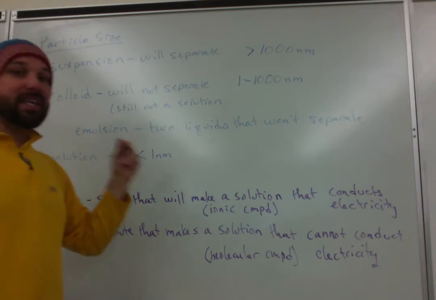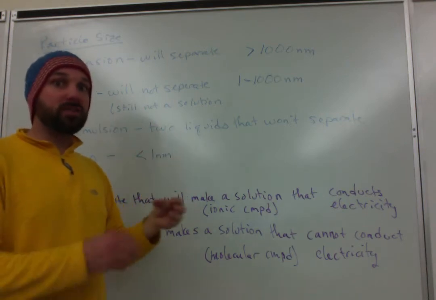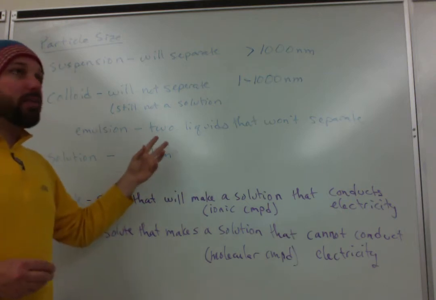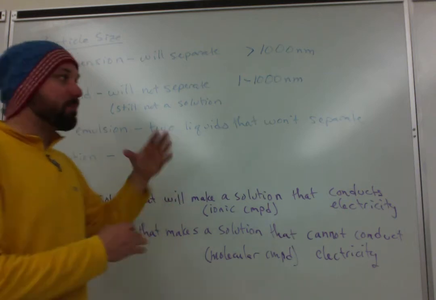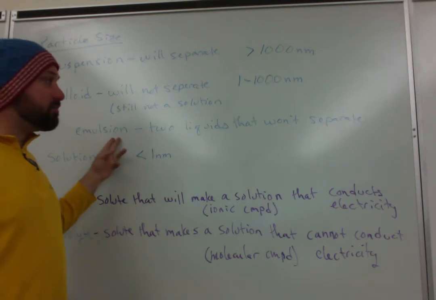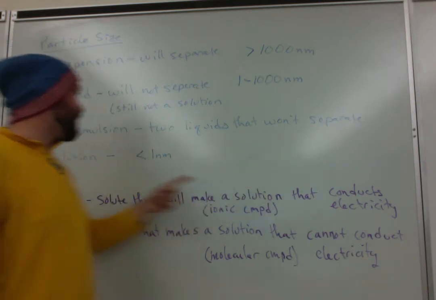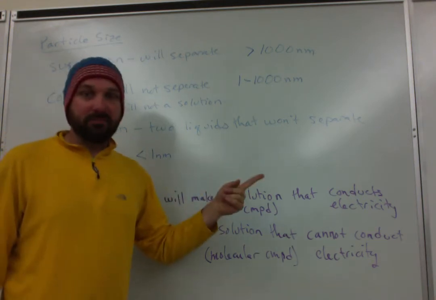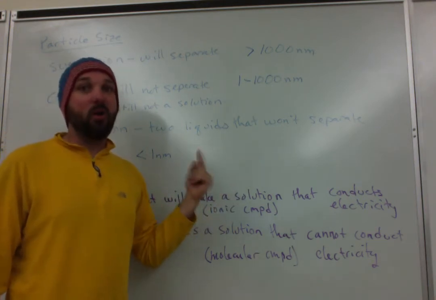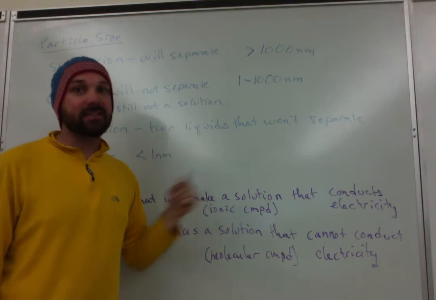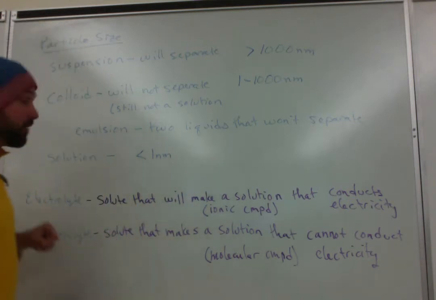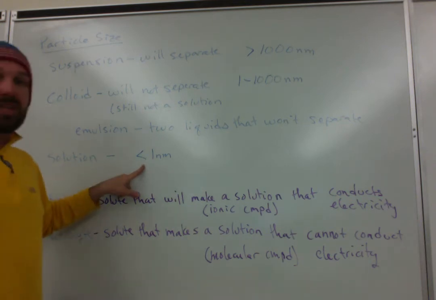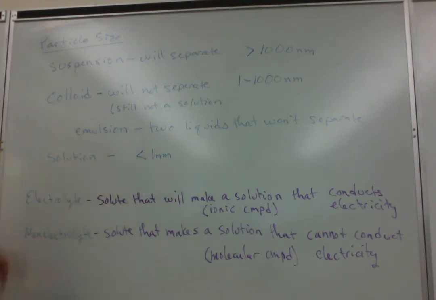If you're able to get the oil and the water parts so small, they won't come back together and separate. That's a really good emulsion. That's two liquids that won't separate. Mayonnaise is an emulsion. If you've ever seen homemade mayonnaise, that is an example of an emulsion that will not separate. A solution then is where the particle size is less than 1 nanometer.